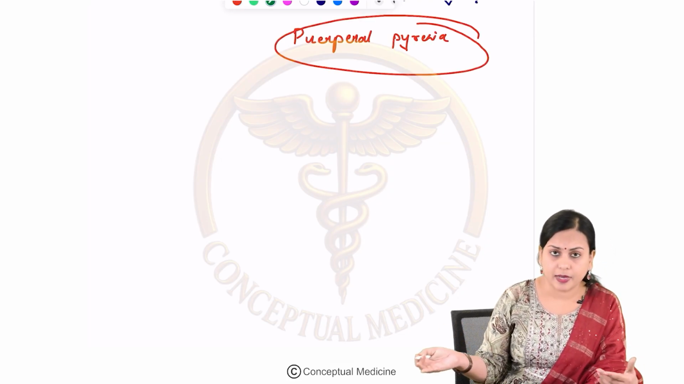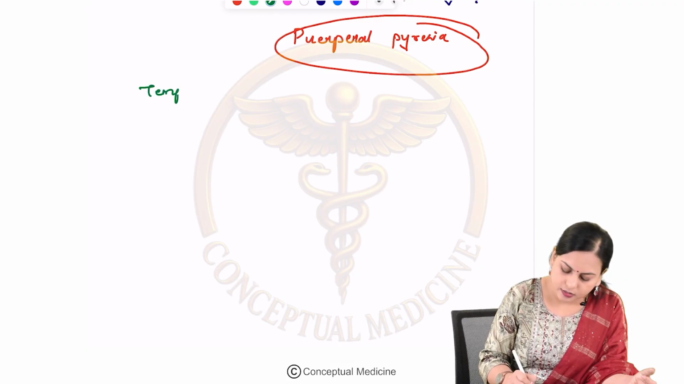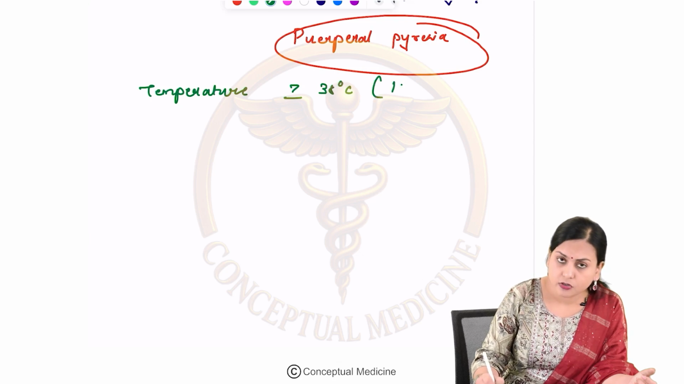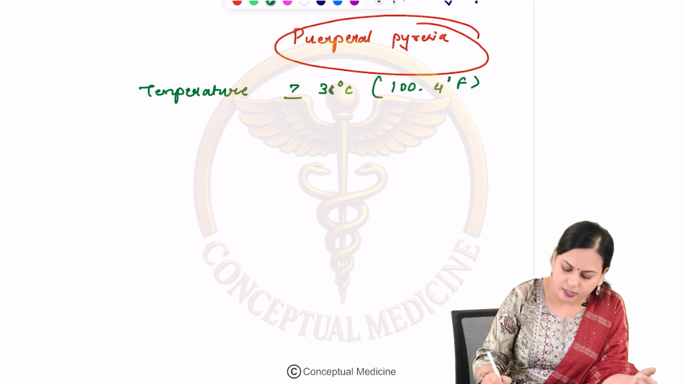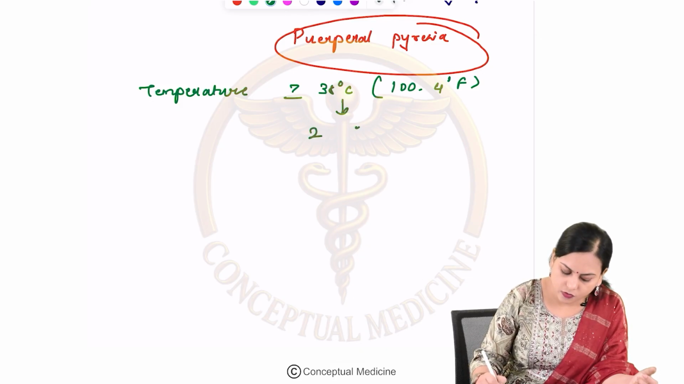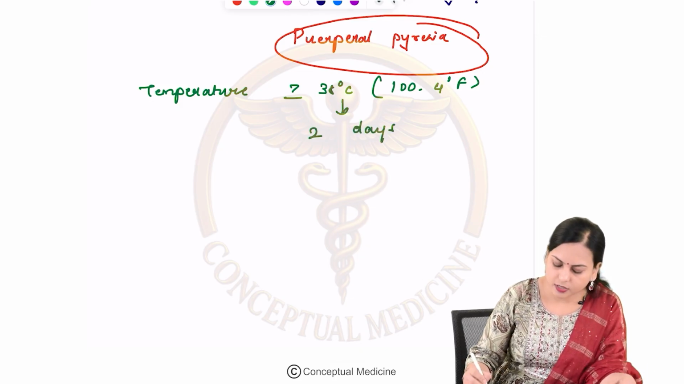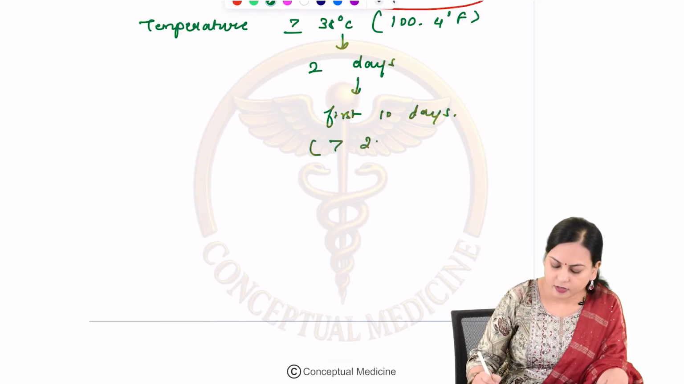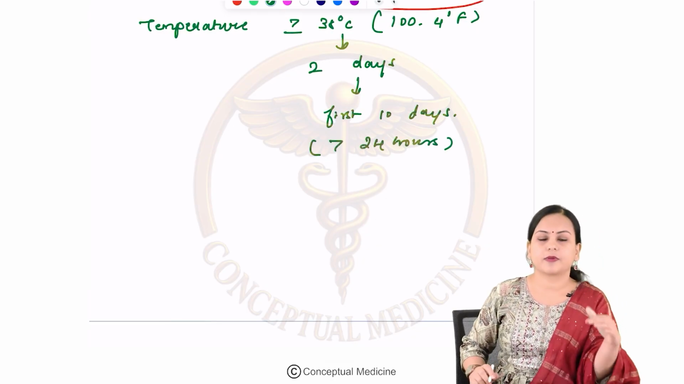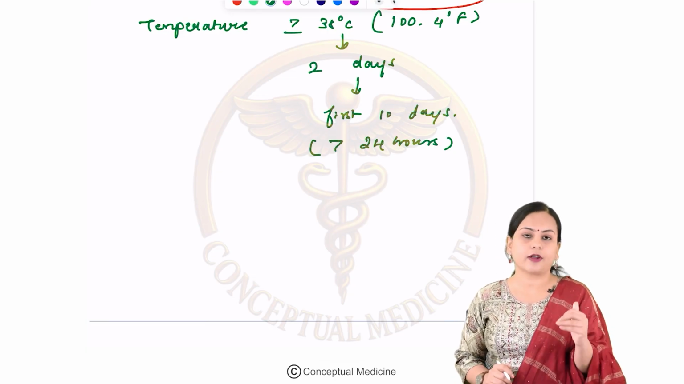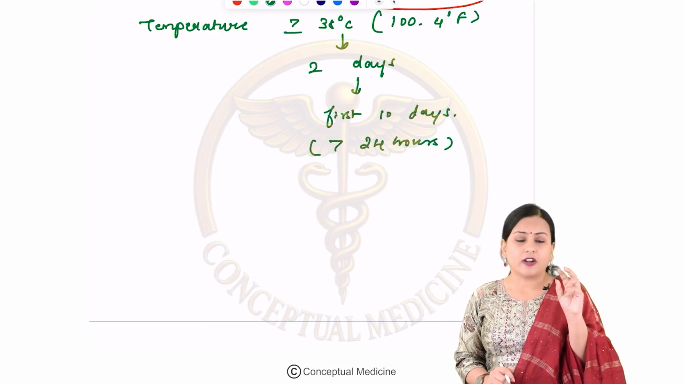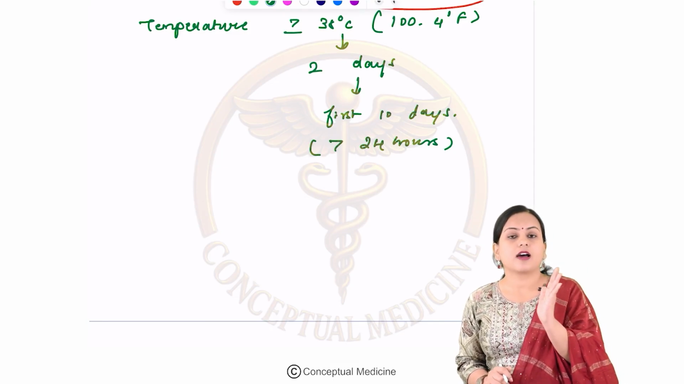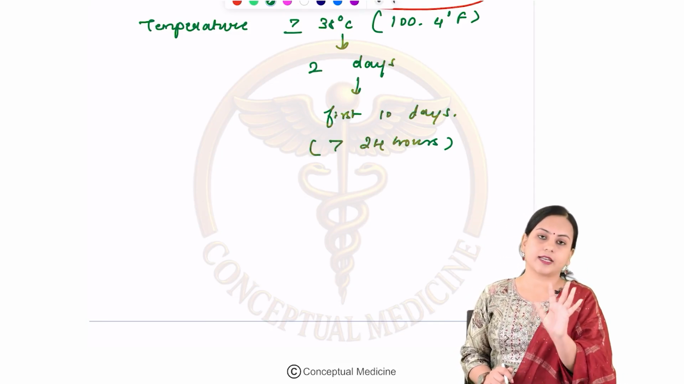The definition of puerperal pyrexia is when the temperature is more than or equal to 38 degrees Celsius or 100.4 degrees Fahrenheit on any one of 2 days of the first 10 days of puerperium. Ideally it should be after 24 hours. So, temperature is more than or equal to 38 degrees Celsius or 100.4 degrees Fahrenheit on any 2 days after 24 hours after delivery till 10 days of puerperium.